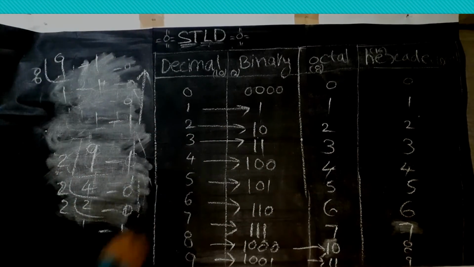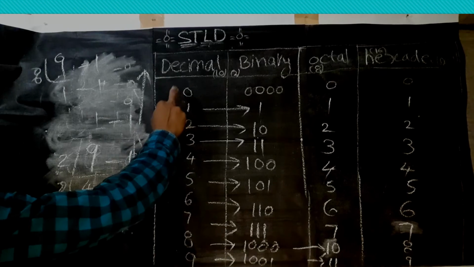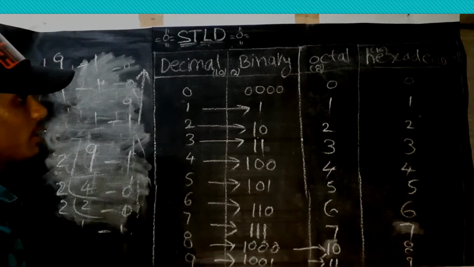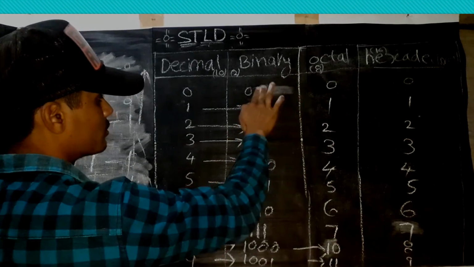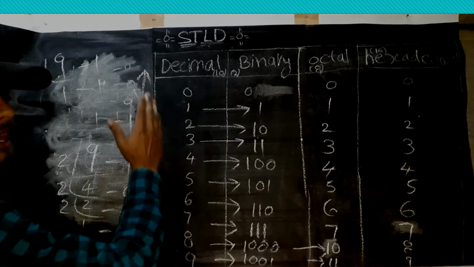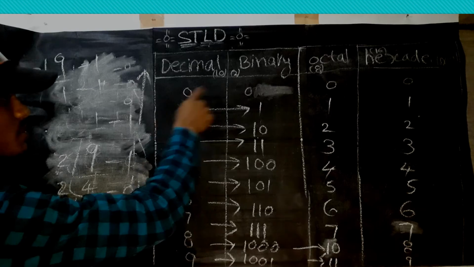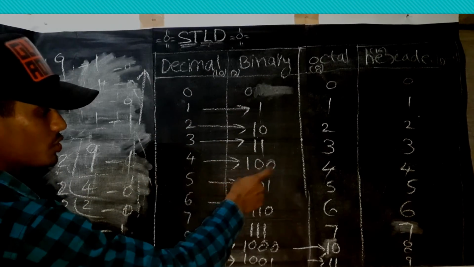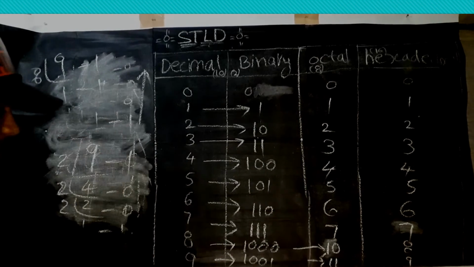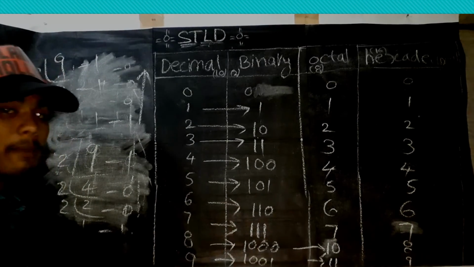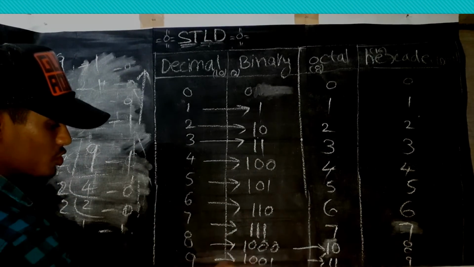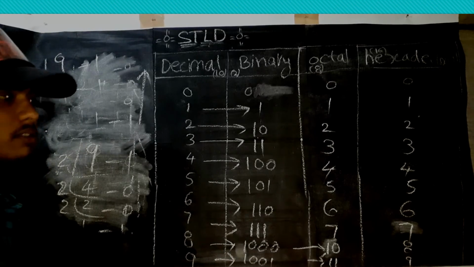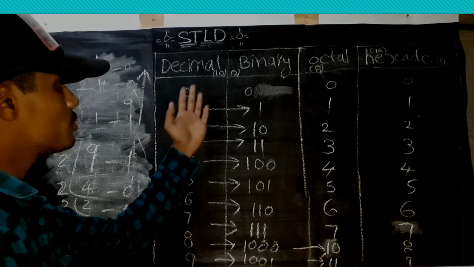Here, the binary code of decimal number 0 is 0 0 0. Okay. The binary code of decimal number 0 is 0. The binary code of decimal number 4 is 1 0 0. The binary code of 7 is 1 1 1. The binary code of 9 is 1 0 0 1. In simple form, we have to remember this decimal to binary conversion.